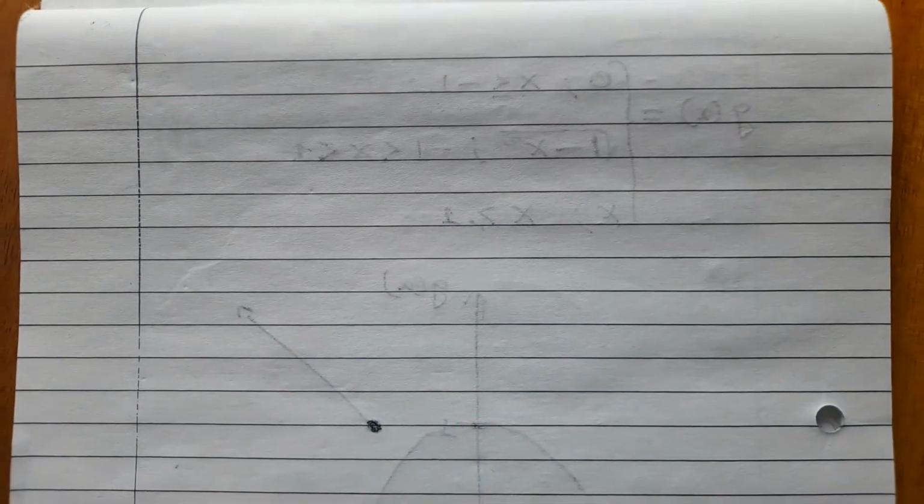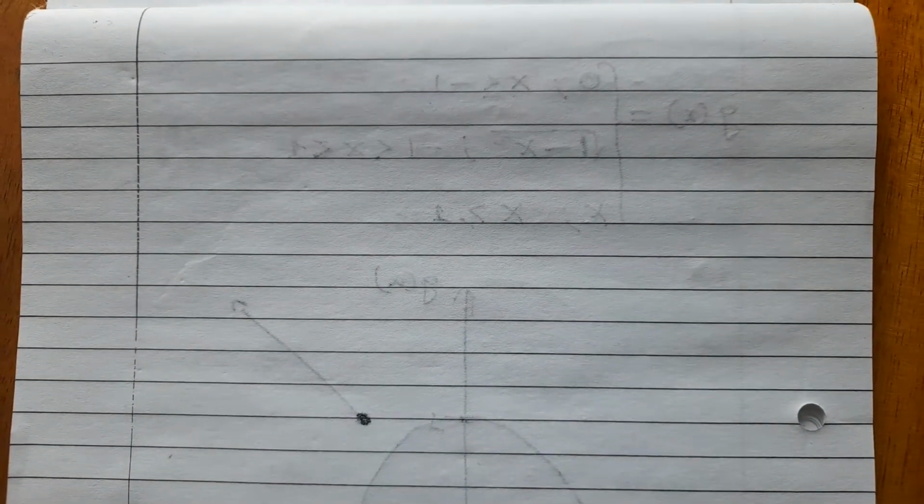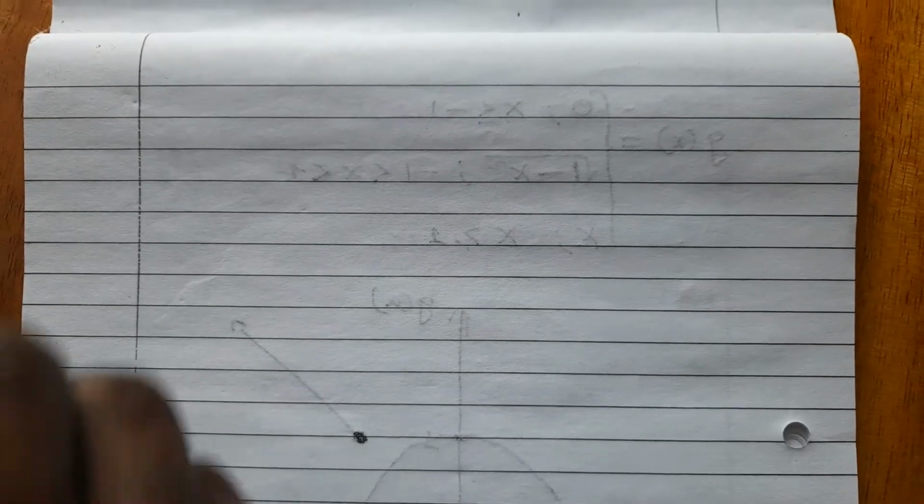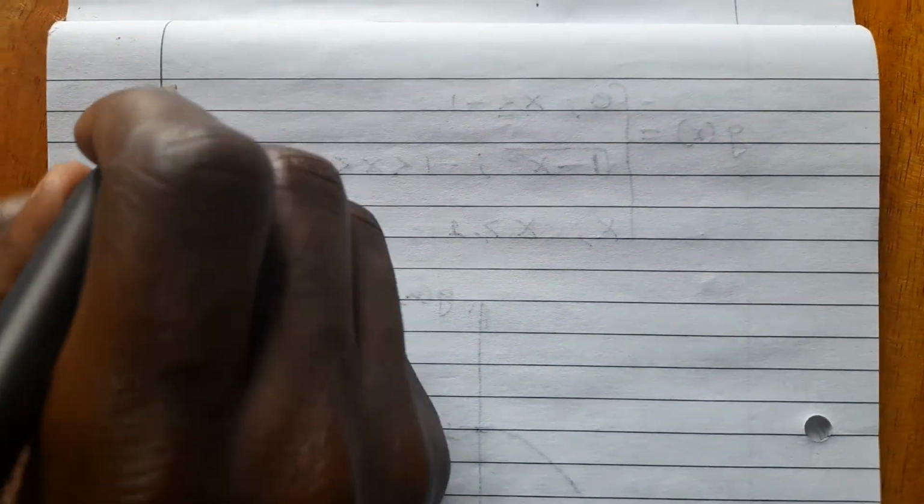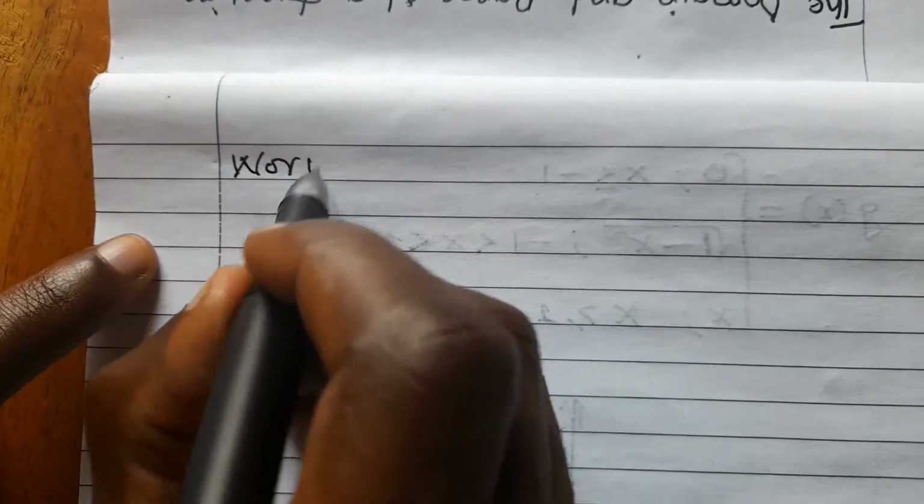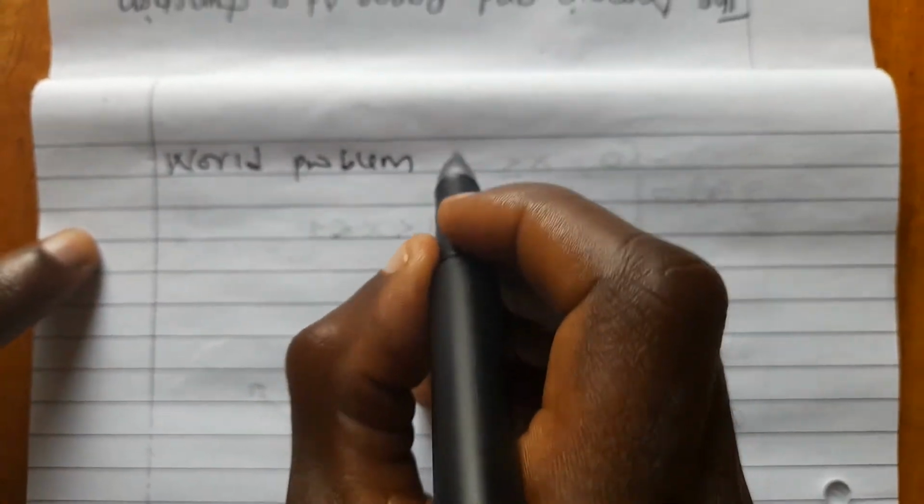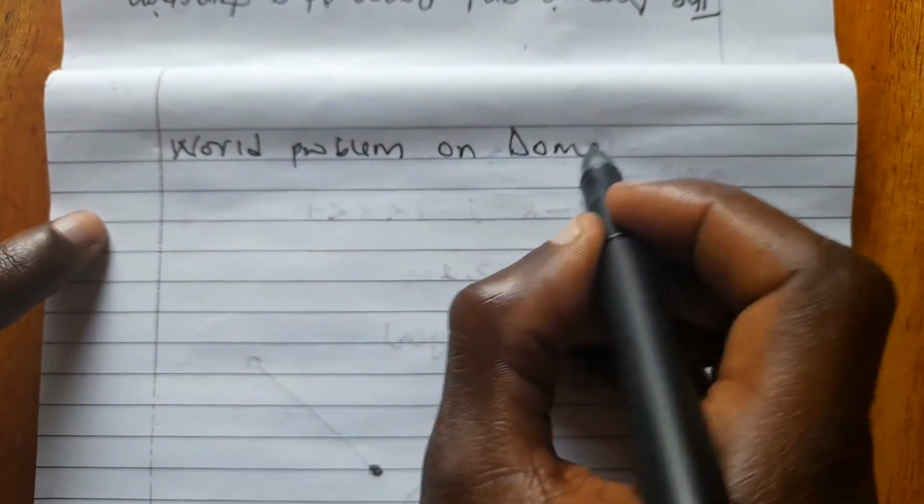Now, domain and range of a function is applicable to real-life situations. And how is that? Maybe we can have one single example as we mark the end of this tutorial. A word problem on domain and range.